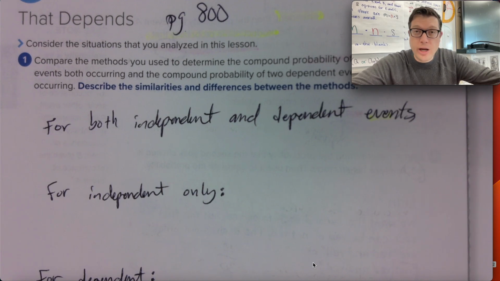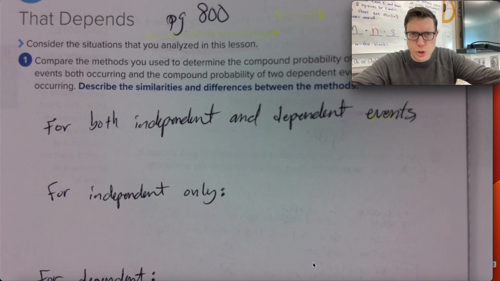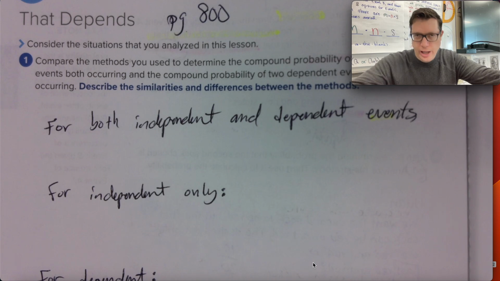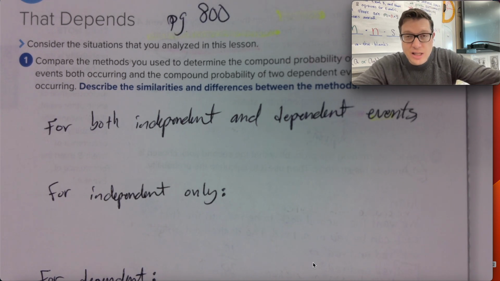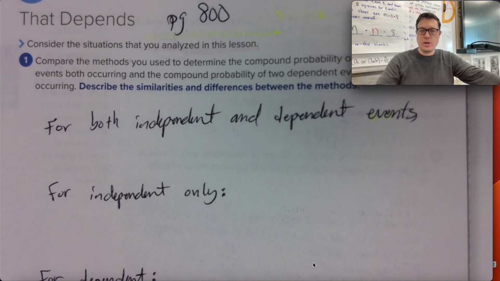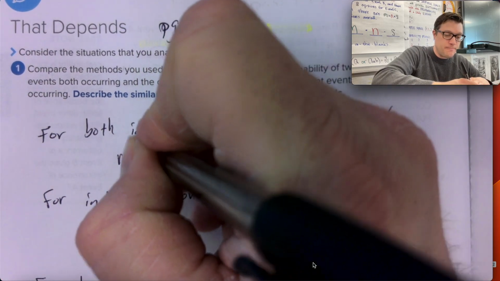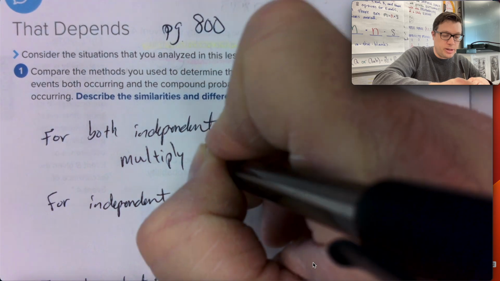Page 800, Geometry Mod 5, Topic 1, Lesson 2, and we're finishing up the conversation on compound probability with the word and. We want you to compare methods that we've discussed in these last 12 to 15 pages on how you simplify the thinking behind figuring out the compound probability of situations involving and. Well, for both independent and dependent events, we multiply the probabilities.